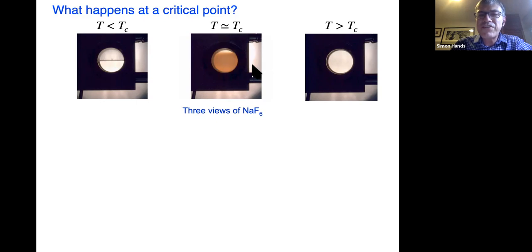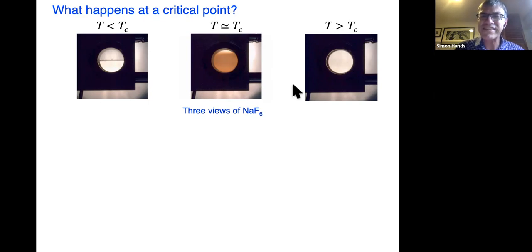If you tune the temperature of the cell to exactly the right critical temperature, then something remarkable happens. It goes misty. You can't see through it. This is a phenomenon called critical opalescence. What's going on is that at this point, the system doesn't really know if it consists of large droplets of liquid inside a vapor, or maybe large droplets of vapor inside a liquid.